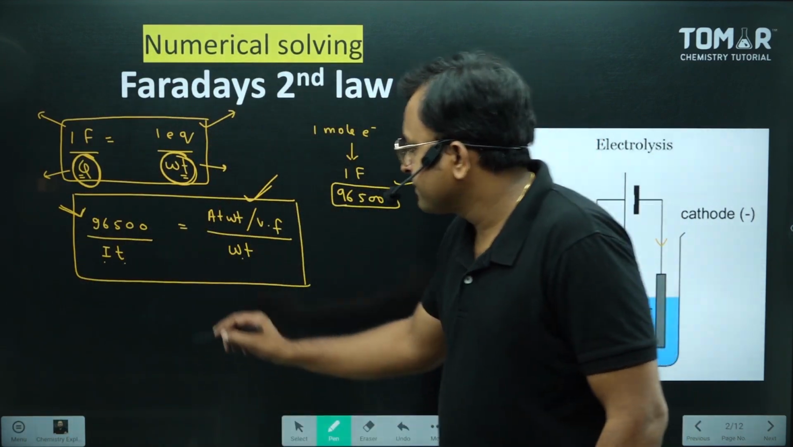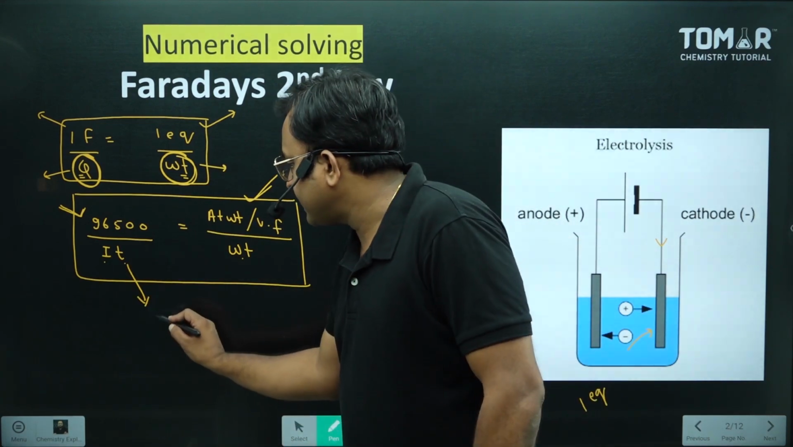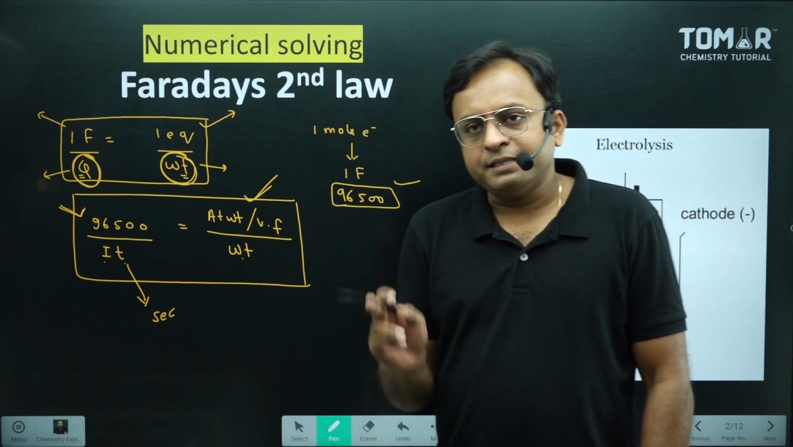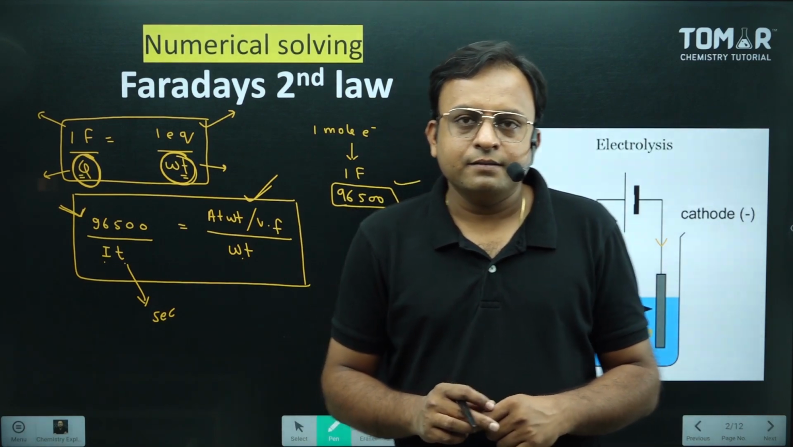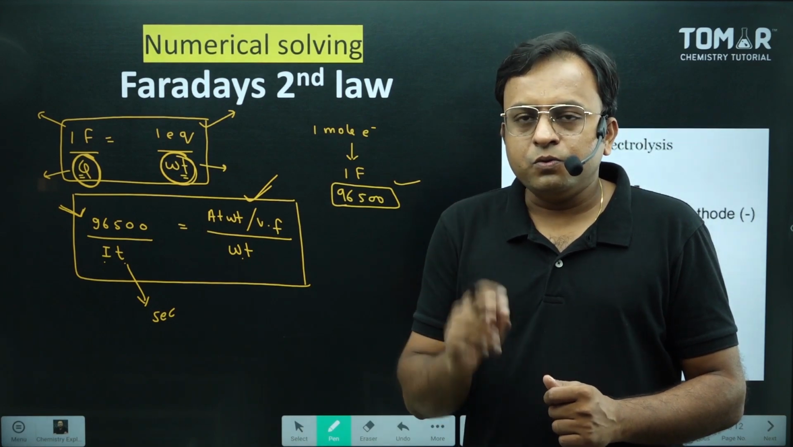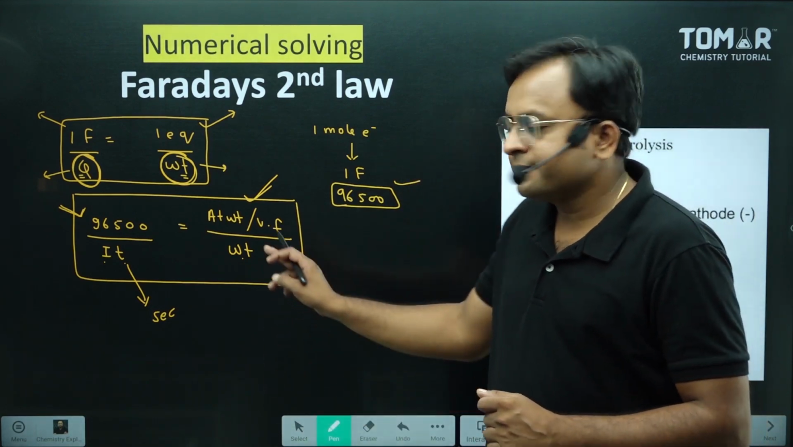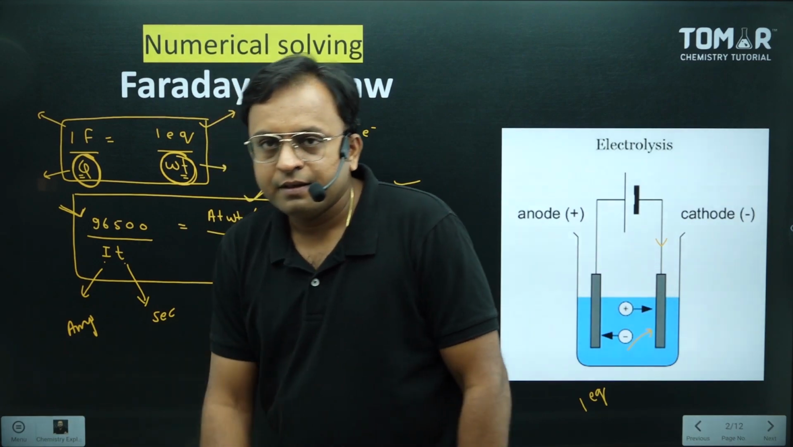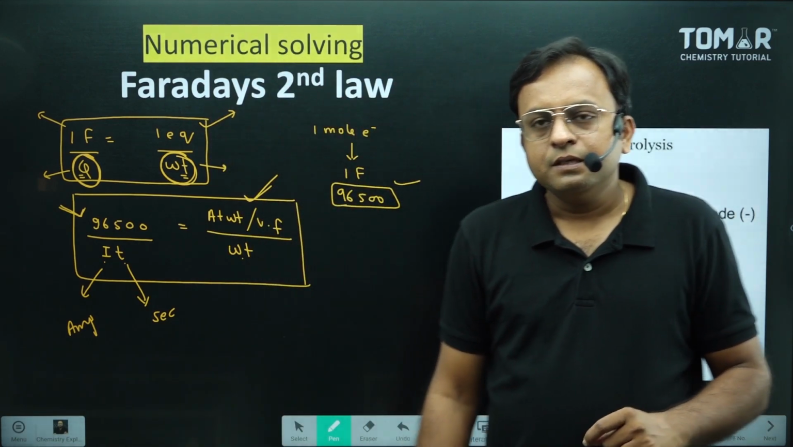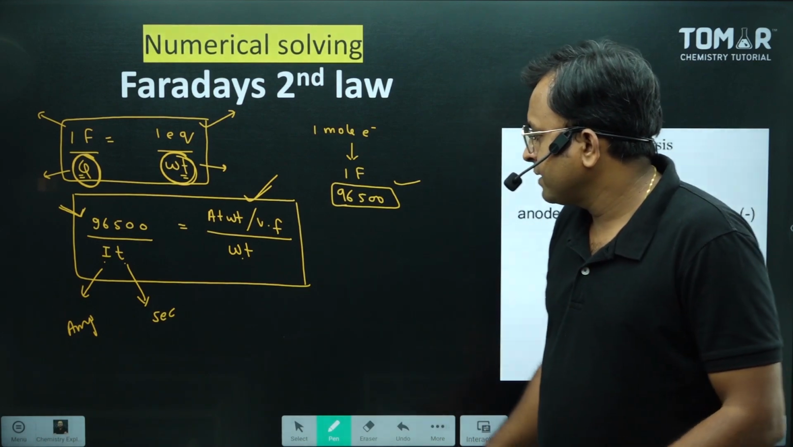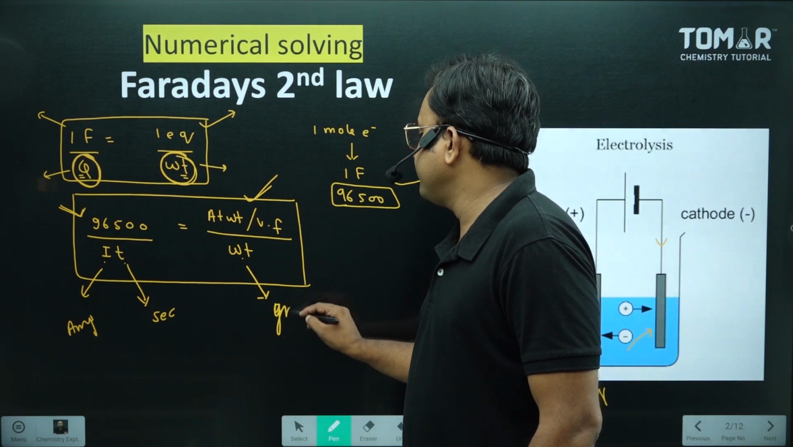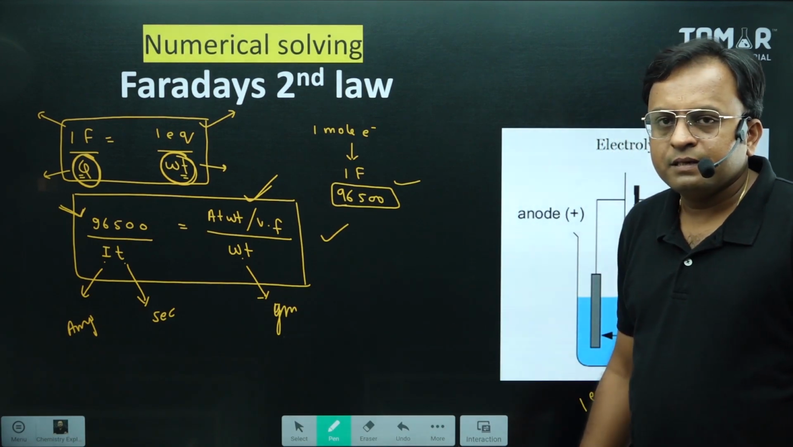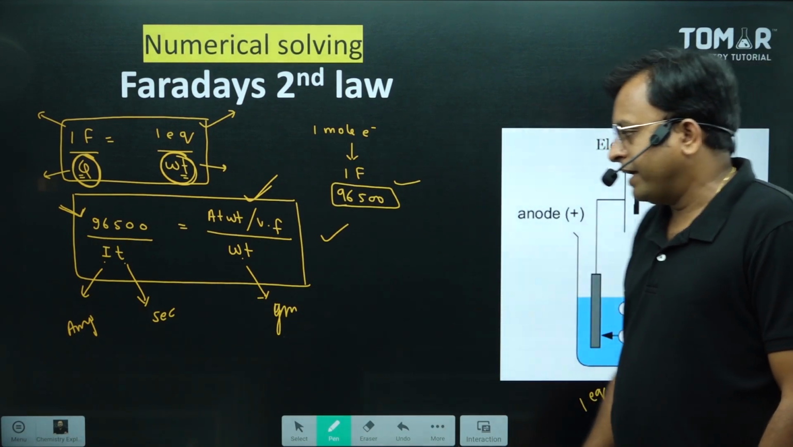The important thing is that you have to take time in seconds, not in minutes, not in hours. If it is given in minutes, multiply it by 60. If the time is given as 2 hours, then 2 into 60 into 60, put the time in seconds. You have to put the current in ampere, not milliampere. If milliampere is given, multiply it by 10 raised to the power minus 3. And weight, as usual, should be given or found in gram. So this is our second law of electrolysis, Faraday's second law, for doing numericals.